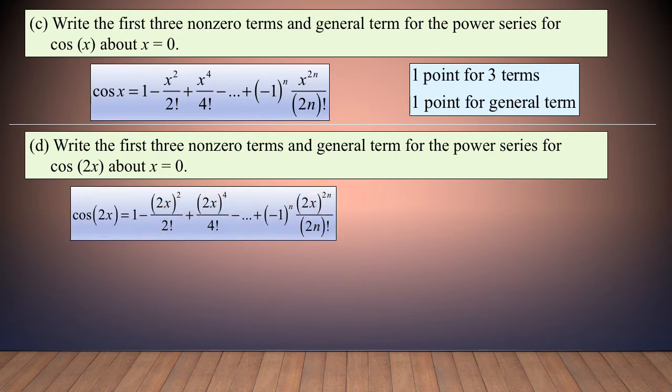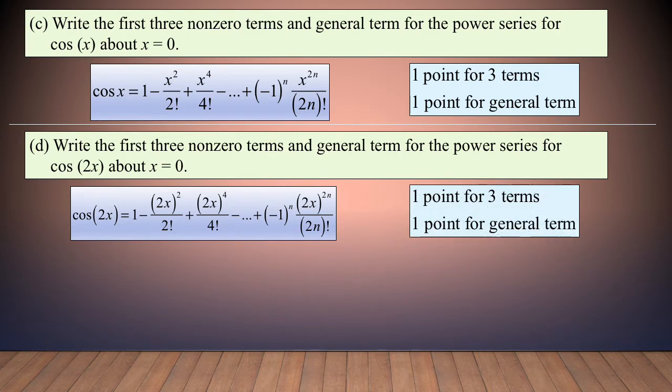We use our answer in Part C and replace x with 2x. So we get cosine of 2x is equal to 1 minus (2x)^2 over 2 factorial, plus (2x)^4 over 4 factorial, plus dot dot dot, and the general term is (-1)^n times (2x)^(2n) over (2n) factorial. Same point structure as in C, 1 point for the first three terms and then 1 point for the general term.